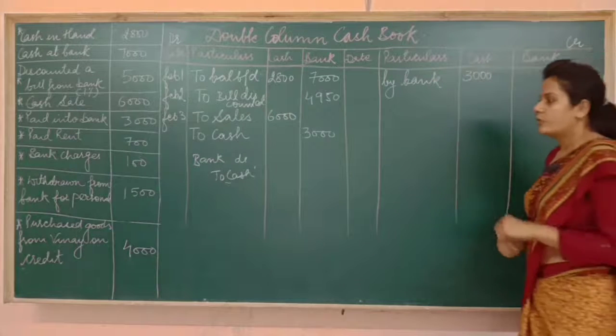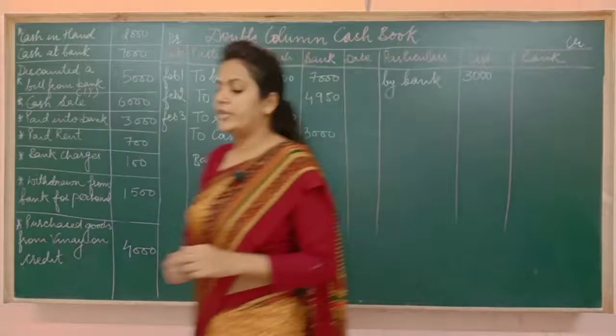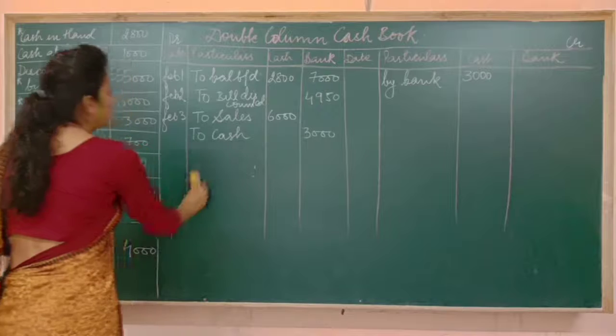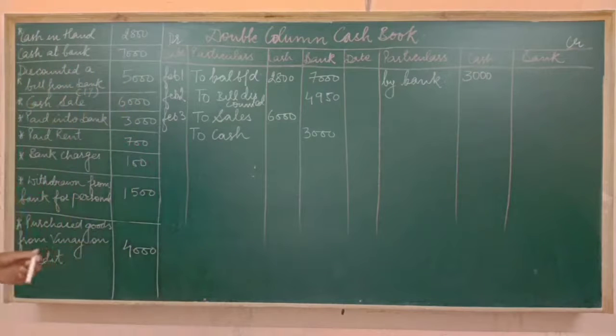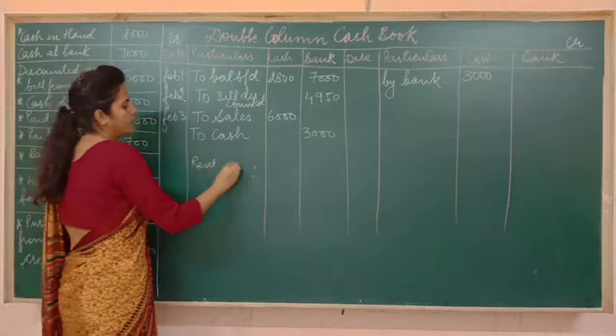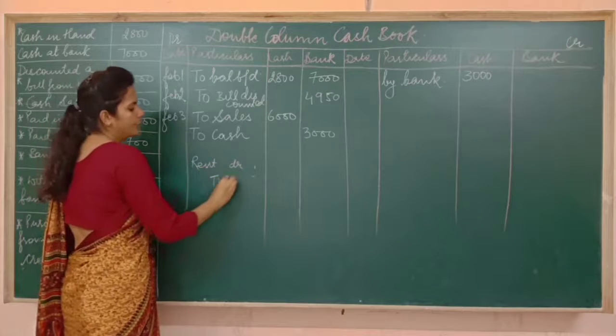Fine. Now move to the next transaction. Read. Next is paid rent. Paid rent. So what's going to be the entry? Let me write it for you. Entry is rent account debited to cash account.